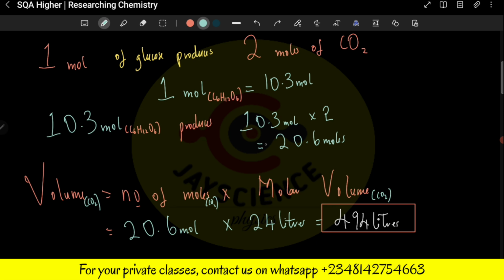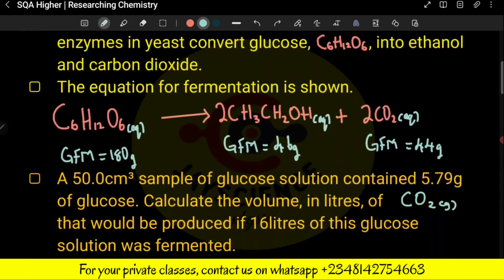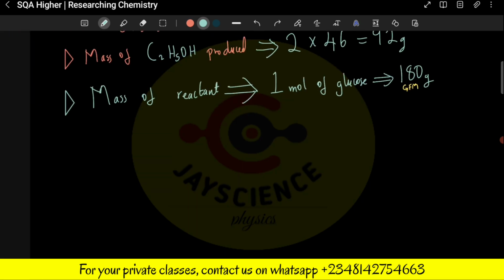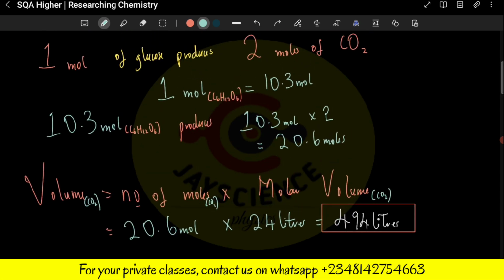And then the last part of the first question, to get the final volume: the volume of CO2 equals the number of moles of CO2 times the molar volume given to us in the question. Remember, we were told in the question to take the volume of 1 mole of carbon dioxide gas to be 24 liters, and that's exactly what we've done. So that is 20.6 times 24. That gives us 494 liters of CO2. That's the first part of the question.